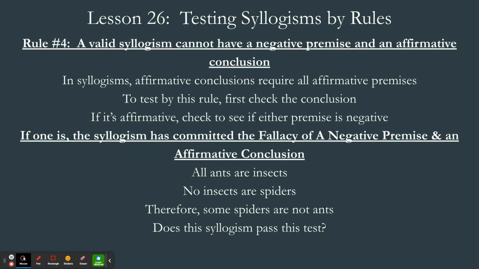Our syllogism, all ants are insects, no insects are spiders, therefore some spiders, not ants. We are 4 for 4. We've passed all 4 rules. We have 1 left to go.